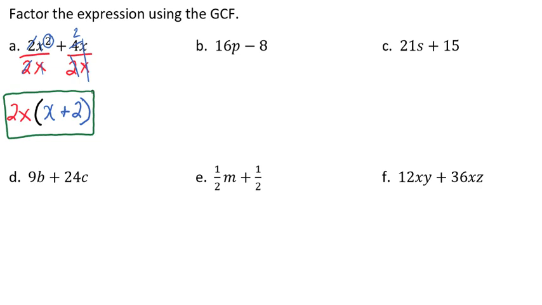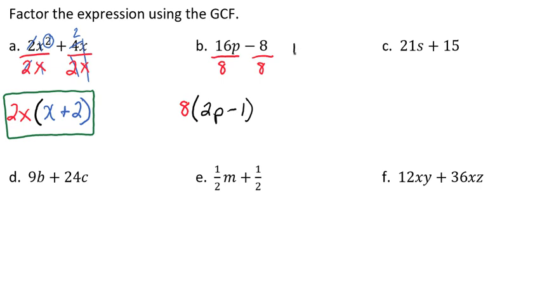Let's take a look at our next example. Here we have 16p minus 8. So this time only one of our terms has a variable. So we want to know what will go into 16p and 8. Well, we know that 2 will go into both of them, but 4 will also go into both of them. But is there a number that's bigger? And the answer is yes. 8 is the biggest number that will go into both. So I'm going to bring out my 8, and that's going to leave me with a 2p minus 1.